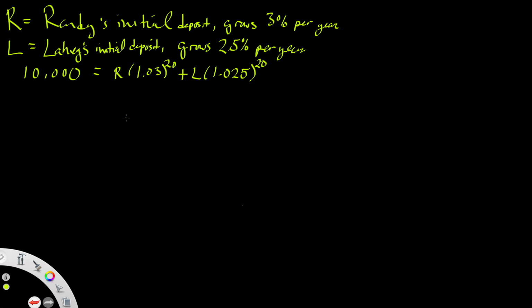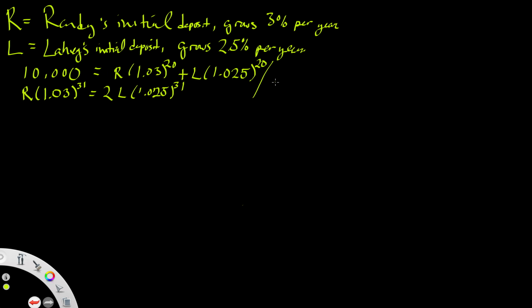Now, the second sentence is telling us that after 31 years, Randy has twice as much as Leahy, which gives us the following equation. The amount that Randy has after 31 years, which is R times 1.03 to the 31st power, is equal to twice what Leahy has. Leahy would have 1.025 raised to the 31st power times his initial amount. Okay, so we have two equations and two unknowns, so there should be no problem here in finding an answer.